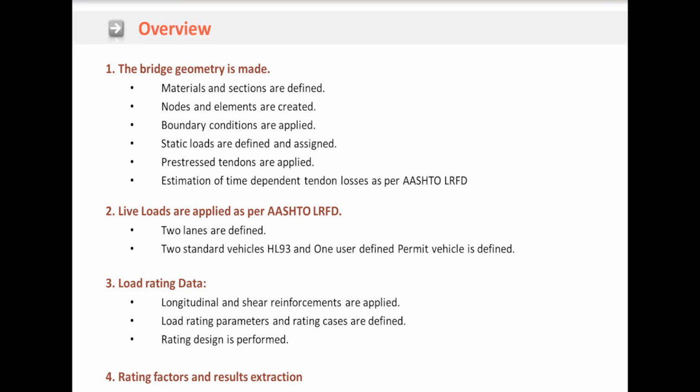But in Midas Civil, you don't need to do this iterative method. You just model a certain type of permit vehicle. It's very easy and very quick, and there is no limitation on the shape of the permit vehicle. Then run the analysis in a couple of seconds, check the results, and simply find the capacity of your bridge in a very short time. So today we'll see how it's done.